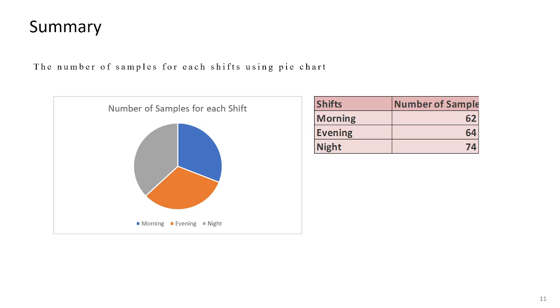So finally, analyzing each of the shifts and calculating using Excel functions, we find that in the morning shift the number of samples is 62, in the evening the number of samples is 64, and at night the number of samples is 74. And you can see the number of samples for each shift in the pie chart.